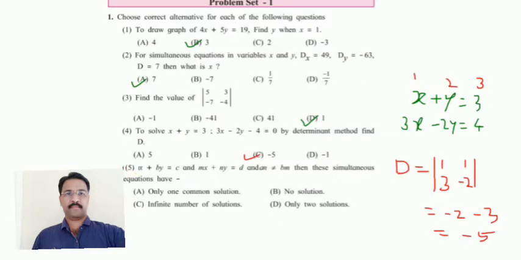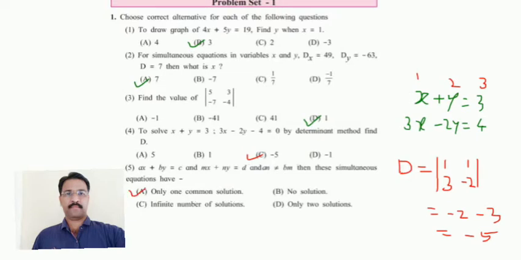See here, ax plus by equal to c, mx plus ny is equal to d, means an is not equal to bm, means a and here it is n, b and here it is m. So the cross multiplication is not equal, means the first option. So only one common solution, means unique solution. Understand? This is a very important discussion, which is not in our textbook. Remember friends, it is very important. The first option is the correct one. Okay, like this. The first question, choose correct alternative for each of the following questions.